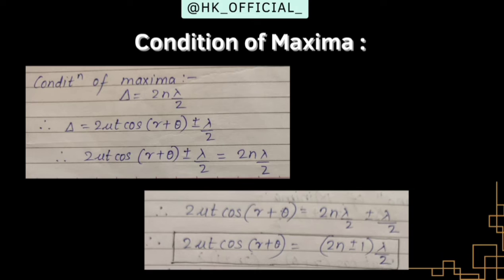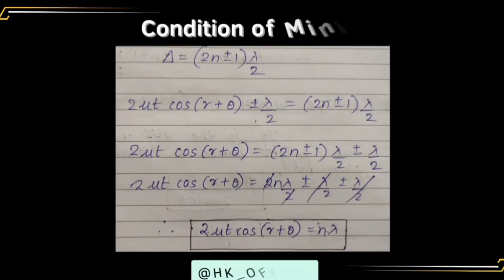Simple. Here the plus minus lambda by 2, which is because of Stokes' law, will go towards the right hand side, and it will become 2 mu t cos(r + theta) equal to 2n lambda by 2 plus minus lambda by 2, and the final output will be (2n plus minus 1) into lambda by 2. Simple. You just have to rearrange. What you have to remember is the value of delta for the condition of maxima, that is 2n lambda by 2. Just equate it and you will get the condition of maxima. Hope you felt it was very simple. Let's go towards the condition of minima.